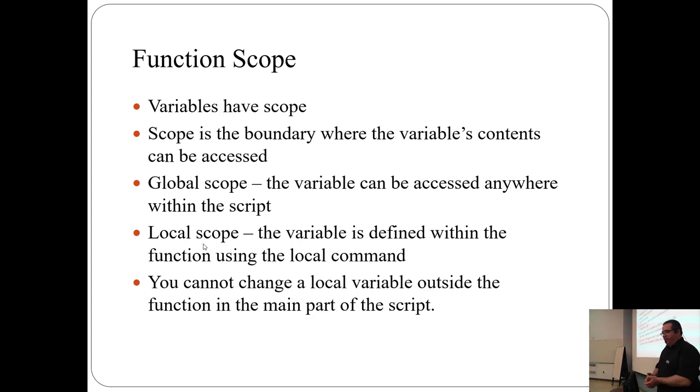As usual, you cannot modify a local variable outside the function in the main part of the script. However, the value of the variable is available. So the function sets the value, but the rest of the program can't change it. But it can read it. So imagine in Java where you had something called semi-public. Protected. Yeah. So it's like a protected variable where you can read the value but not modify it. So instead of having a setter and a getter, all you have is a getter.